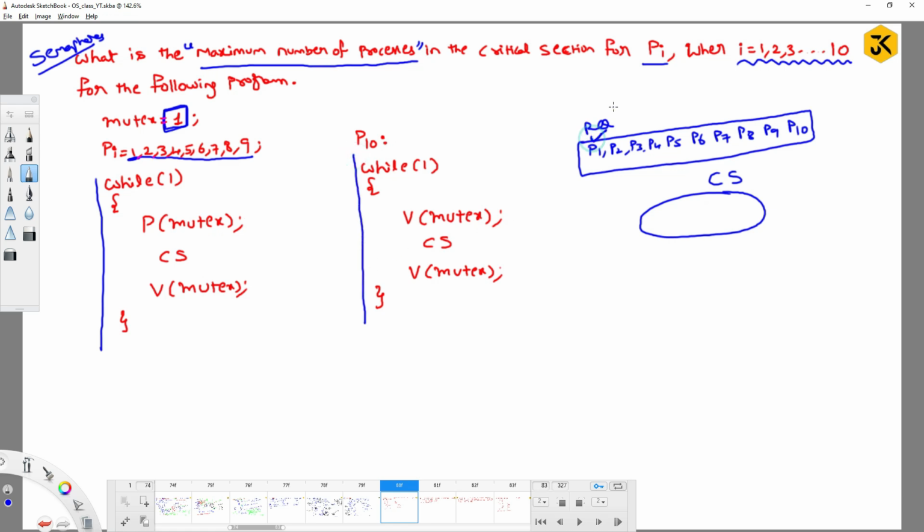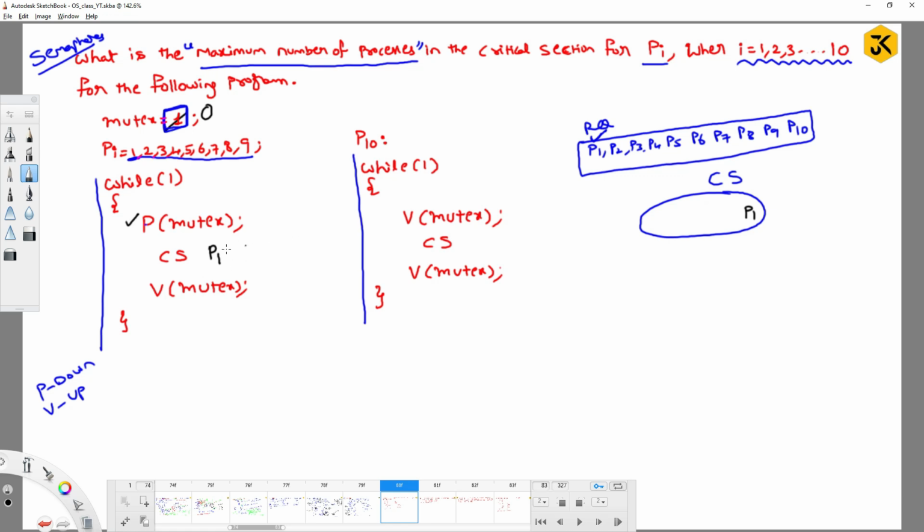Now if P1 got the chance, P1 will execute P of mutex. What is P, guys? In the earlier videos I have clearly mentioned P means down operation, V means up operation. P means I am going to decrement its value by 1. That means mutex value is now 0, right? When the mutex value is 0, it will decrement it. Can it enter into the critical section? Yes. P1 enters into the critical section.